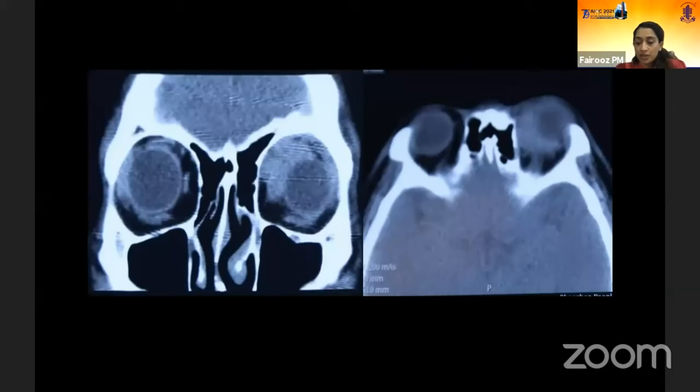On radiological evaluation in the CT scan, you can see this large lesion which is almost wrapping around the eyeball. So this is for the general ophthalmologist on this platform: any lesion in the orbit which is wrapping around the globe, the first, the second, and the third diagnosis that we oculoplasty orbit specialists think about is lymphoma.